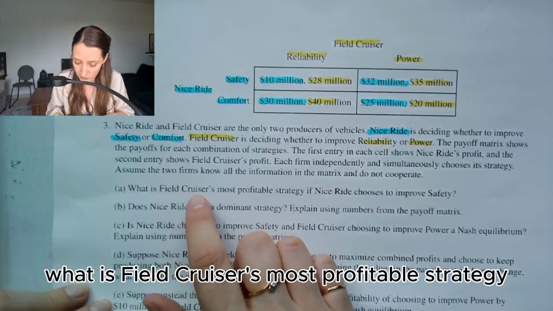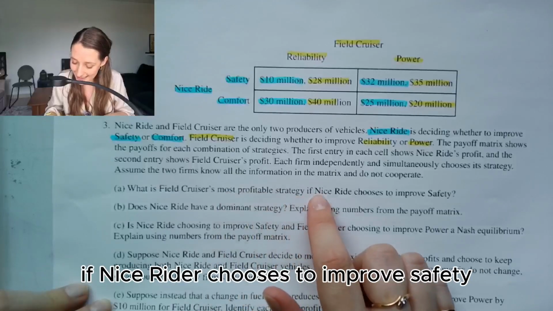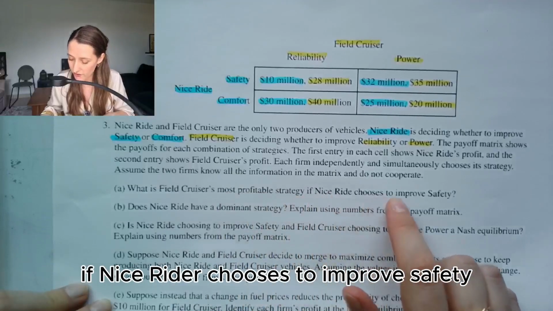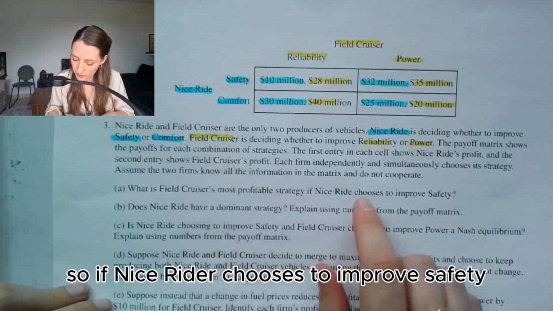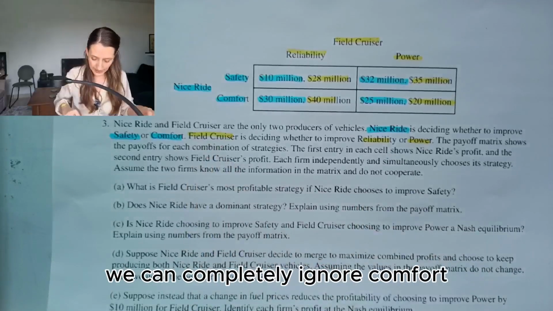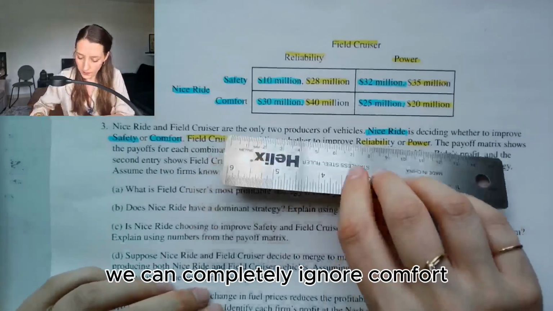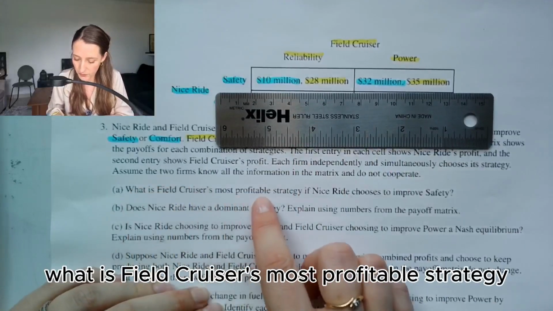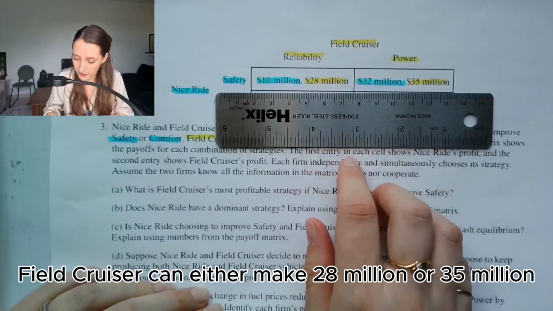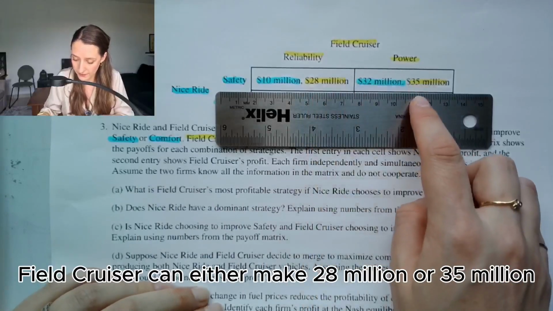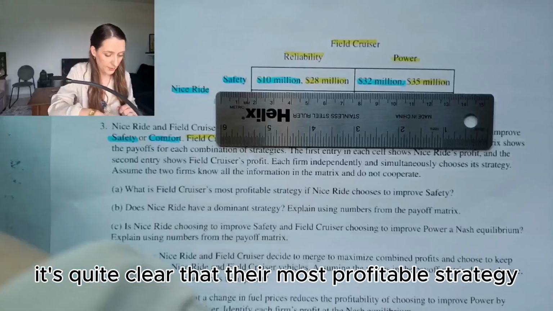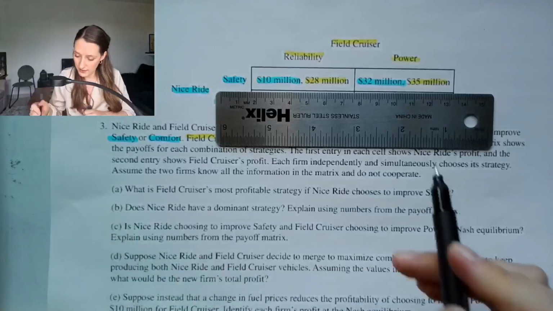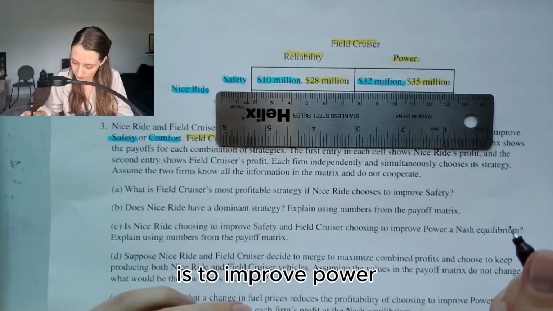What is Field Cruiser's most profitable strategy if Nice Ride chooses to improve safety? So if Nice Ride chooses to improve safety, we can completely ignore comfort. So we're just going to block it out. Now, what is Field Cruiser's most profitable strategy? Field Cruiser can either make 28 million or 35 million. So it's quite clear that their most profitable strategy is to improve power.